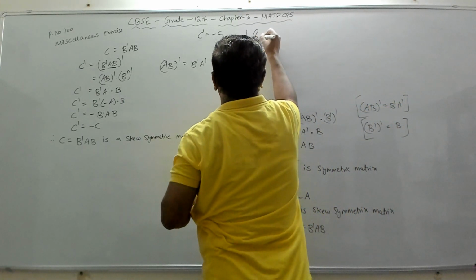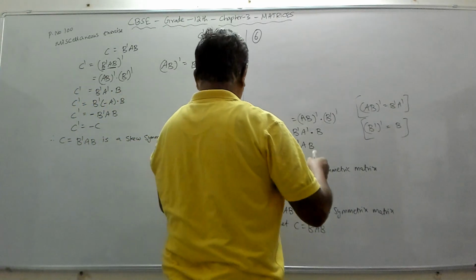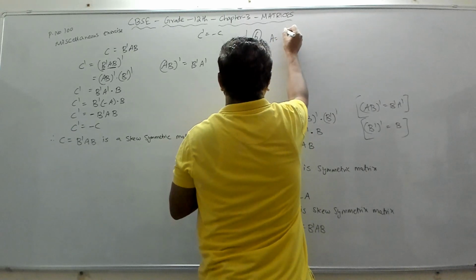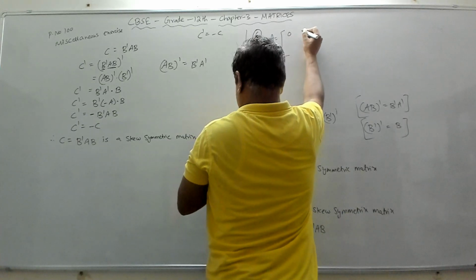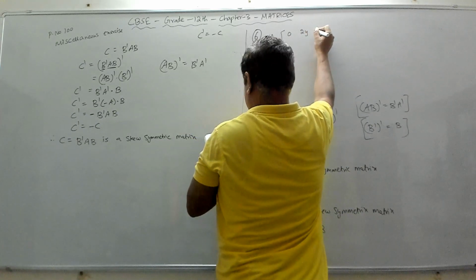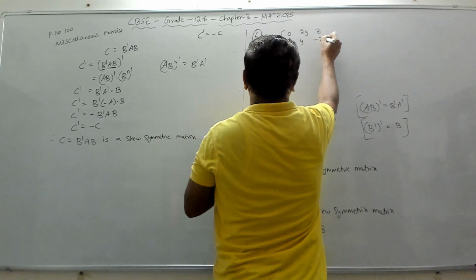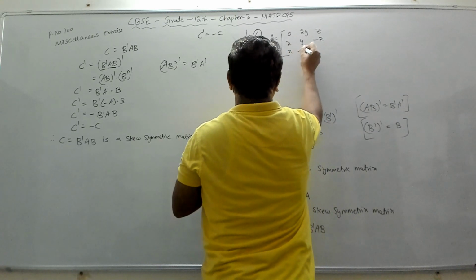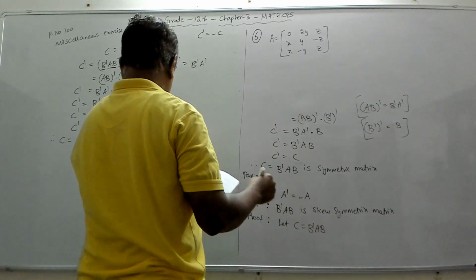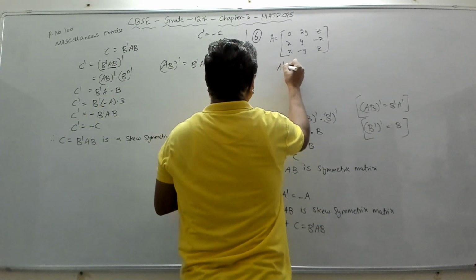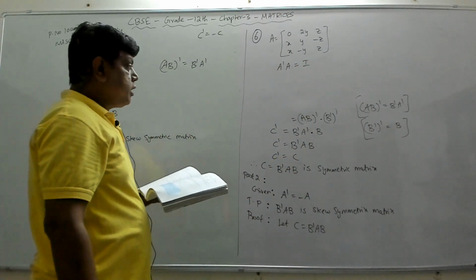So sixth problem is: a matrix is given. We have to find the value of x, y, and z. A is given as 0, 2y, z; x, y, minus z; x, minus y, z. So this is your A matrix. And it is also satisfying the equation A transpose into A equal to I, where I is the identity matrix of order 3.